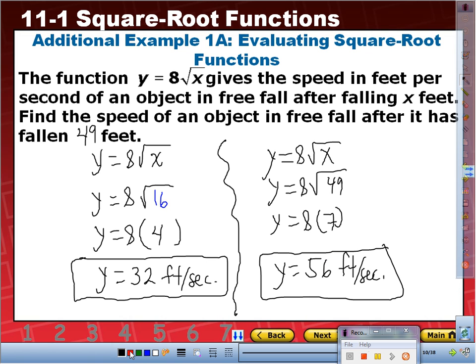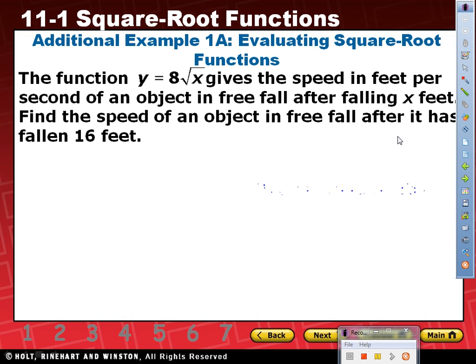Now, let me show you something really quick. Pens down, eyes up here. Now, these seem very, very simple. But let me show you why. Because the 16 and the 49 are perfect square numbers. However, what would happen if this was not a perfect square number? We're not going to skip it. We're going to find the decimals. So with that said, copy this down. Example 1B.